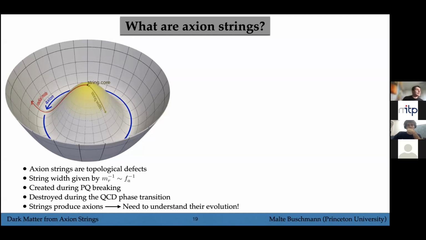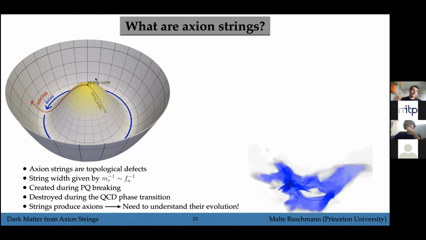So the reason this stage is so important is because between the PQ phase transition and the QCD phase transition, something called axion strings exist. What are axion strings? Axion strings are topological defects where the axion field is essentially stuck on the hilltop over here. They're called strings because in 3 dimensions, they actually form closed loops. One is shown down here.